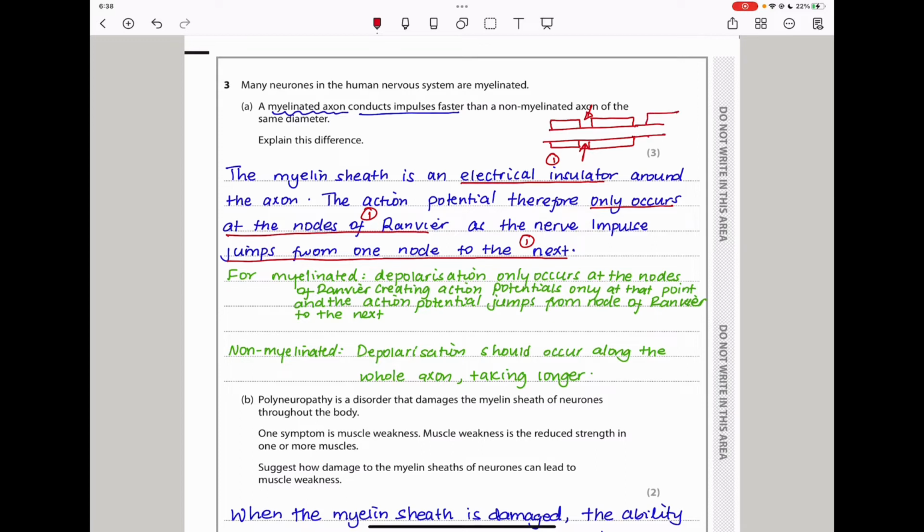Let me show this side as well. As if it's skipping from here, we'll see one action potential here, and then there, nothing will be occurring here. However, if we compare a non-myelinated neuron, the action potential has to occur all across the neuron, and that is going to be time-consuming. So down here, I put extra explanation. I say, for myelinated neurons, depolarization only occurs at the nodes of Ranvier, creating action potentials only at those points, and the action potential jumps from one node of Ranvier to the next. For non-myelinated, depolarization should occur across the whole axon, taking longer.